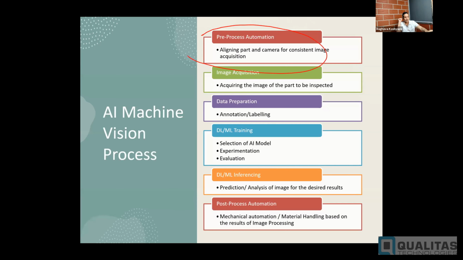We talked about the pre-process automation, right? Material handling automation. First, parts have to come in front of the camera, and all the assembly line automation, etc. The second is image acquisition. We talked about that as well. Now, once you've acquired all those images, the third step for an AI-based machine vision approach is data preparation.